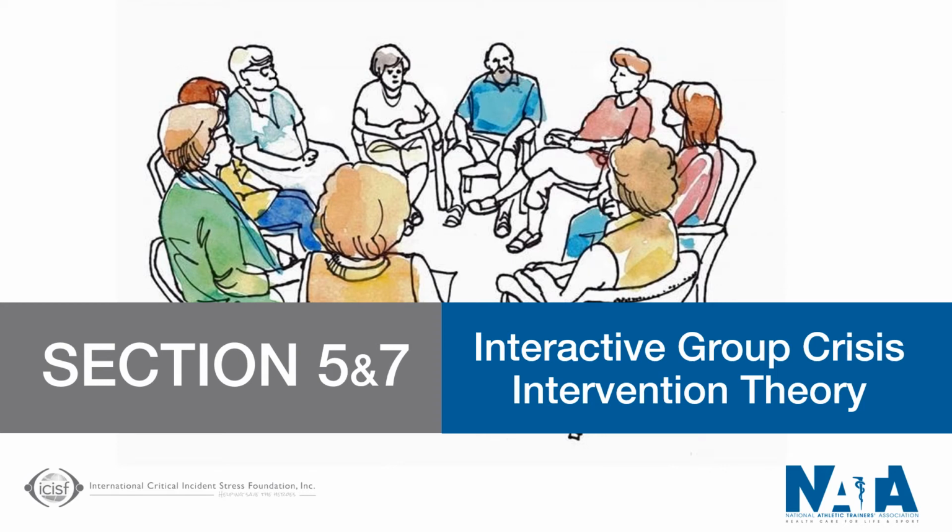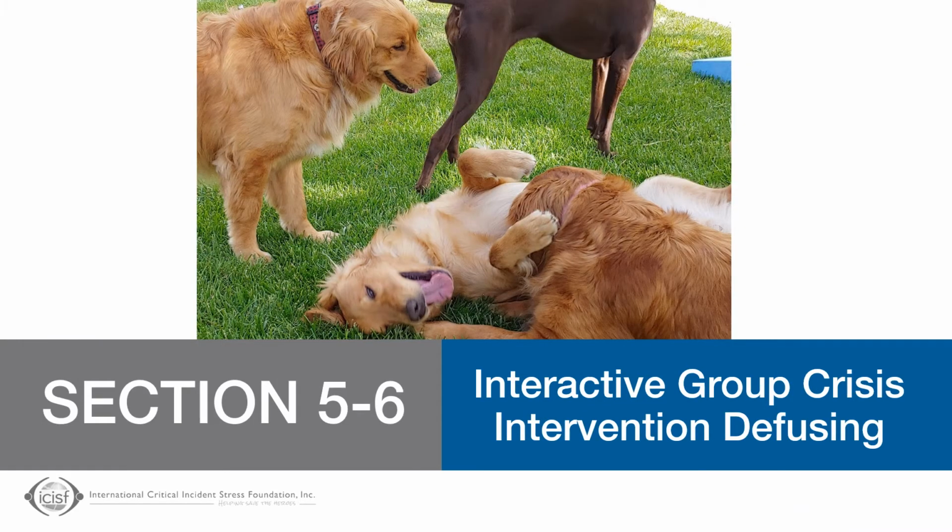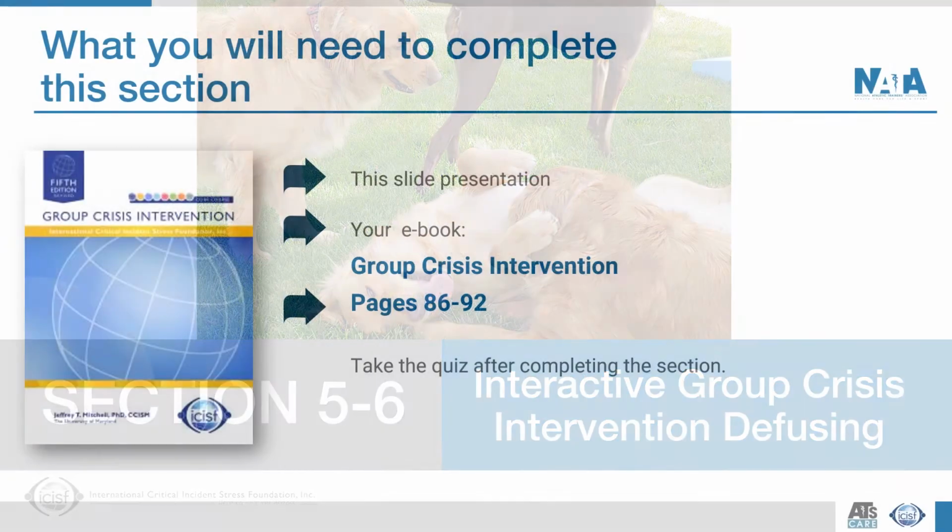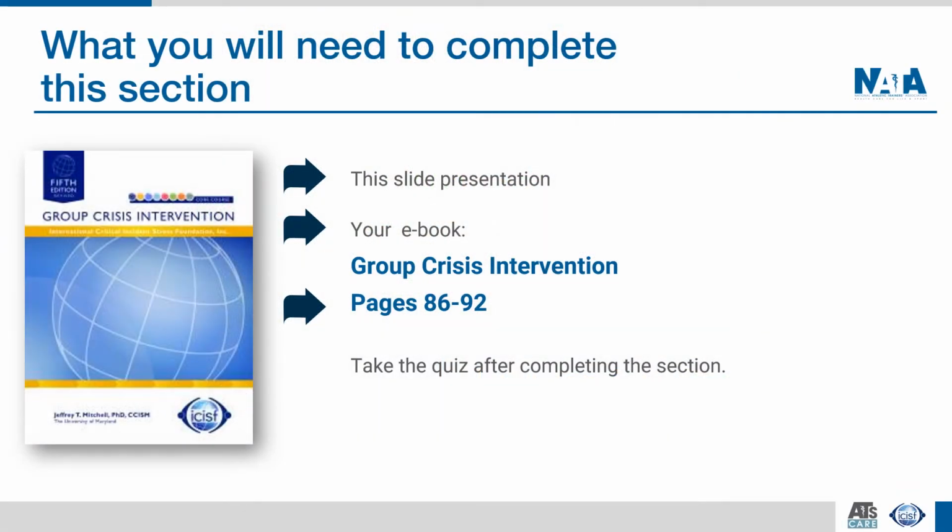In this, the final online presentation, I want to give you some of the theory and information behind how we administer group crisis interventions. In the interactive group crisis intervention techniques, we deal with two of them. One is called the diffusing, and the other is called the critical incident stress debriefing. Let's start with the crisis intervention diffusing. Information on these topics can be found in your book on pages 86 to 92.